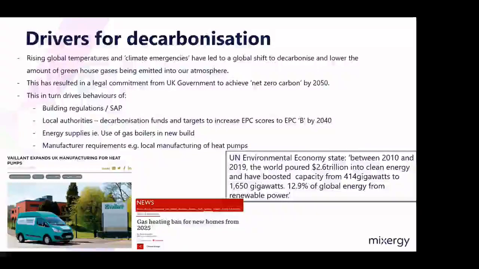In turn, this is driving behaviours in the building regulations and SAP as we move towards SAP 10.3 and SAP 2025. Local authorities have access to decarbonisation funds, which target EPC scores of B by 2040. Gas boilers are being phased out of new builds, with utilisation of heat pumps and infrared technologies. And as we start to move to things like Part Z in London, which will later be adopted by the rest of the UK, manufacturers have been required to start to locally produce their components, so embodied carbon is taking its part.